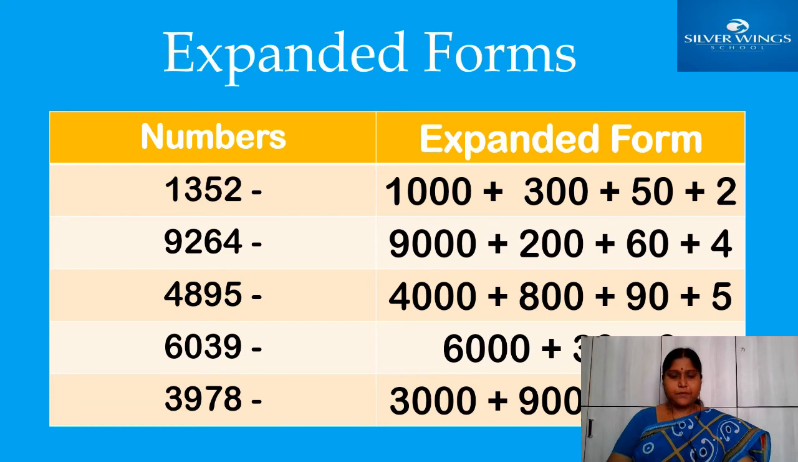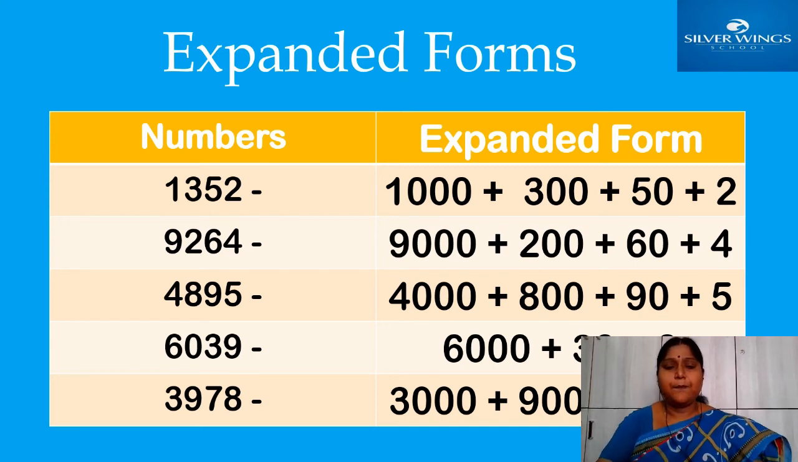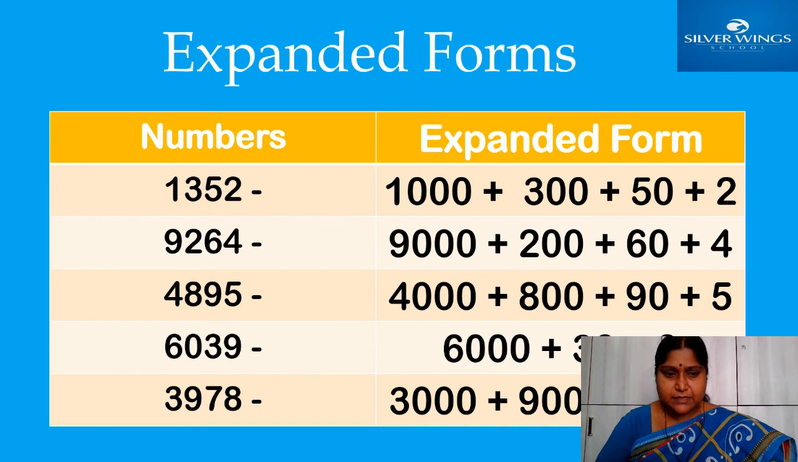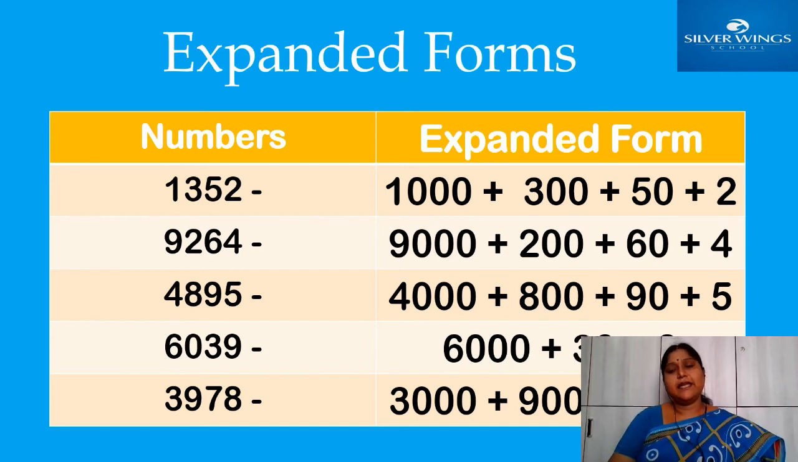3978. Okay. 3 is in thousands place, that means 3000, plus 9 is in hundreds place, 900, plus 7 is in tens place, 70, plus 8. 3000 plus 900 plus 70 plus 8. Okay, these are the expanded forms.